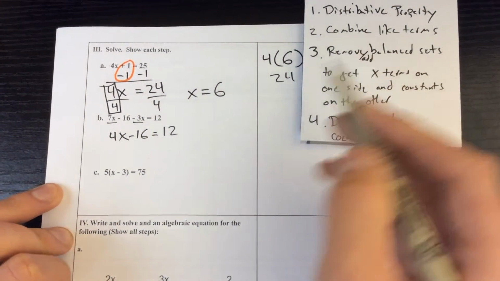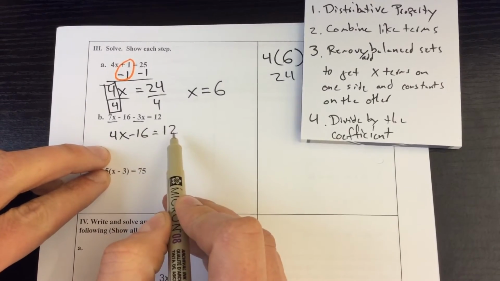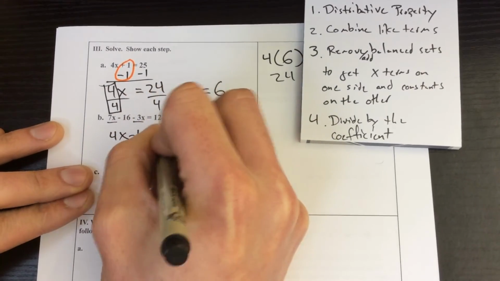Now I'm going to add and remove balanced sets. My x's are already over here, so I want to move the 16 over. It's being subtracted right now, so I'm going to go ahead and add 16 to both sides.